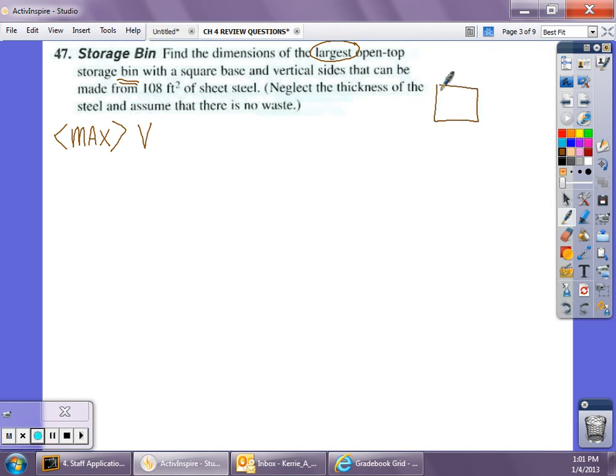Alright, not the most beautiful picture, but square base. So my base, we'll call this B, we'll call this B, and then we'll call this H, and they're both B's because it's a square base.